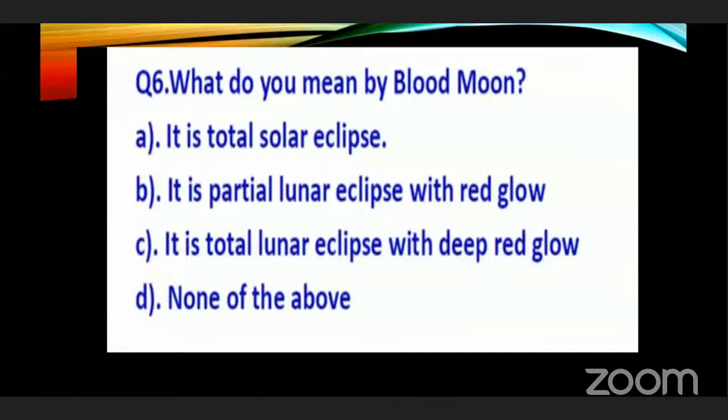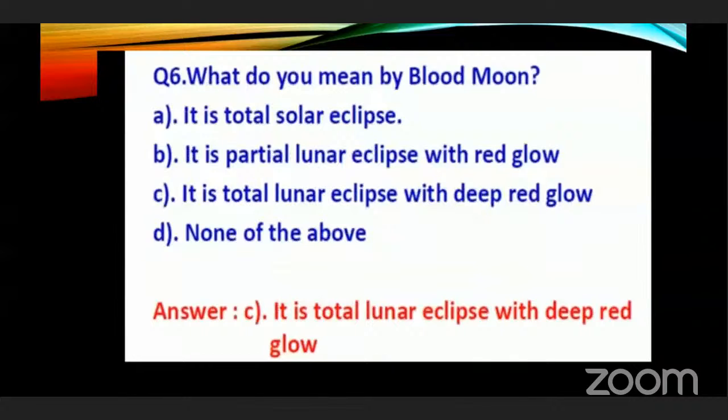C is correct. Yes, very good. C is the correct option. What do you mean by blood moon? Blood moon means total lunar eclipse with deep red glow. At the time of total lunar eclipse, we can see a deep red glow on the moon, and so it is called blood moon.